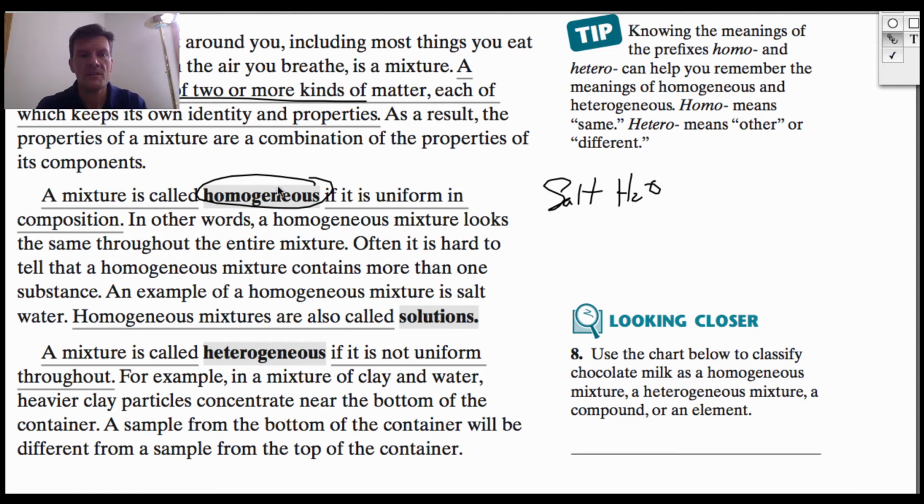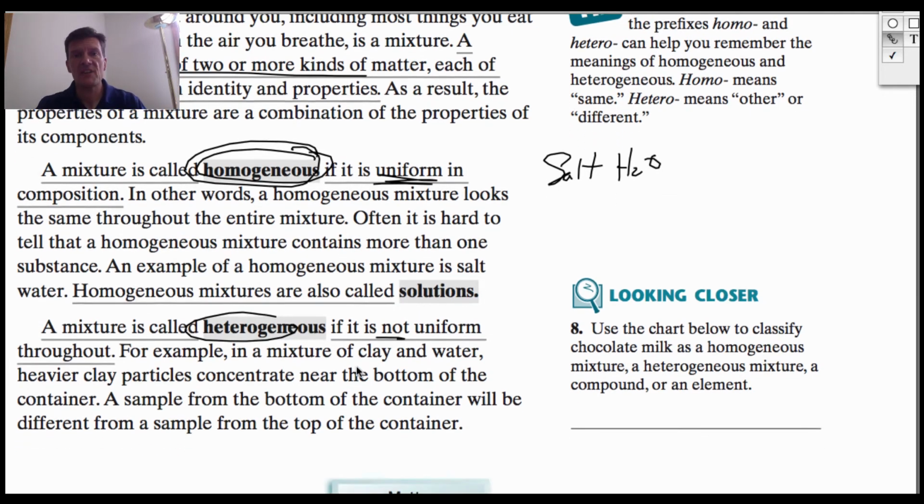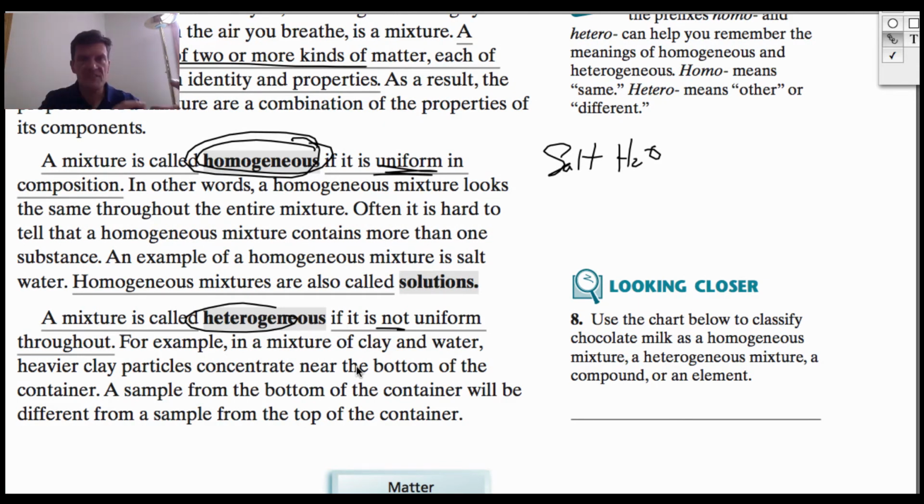Okay? So homogeneous means it is uniform throughout the mixture. Heterogeneous means it's not uniform. You might have a clump of something here and a clump of something different over here. It's a mixture. It's just somebody didn't do a very good job of mixing it up evenly. Okay, you just got different clumps of stuff. And if you were to take a sample from your mixture here, it might be very different from your sample over here.